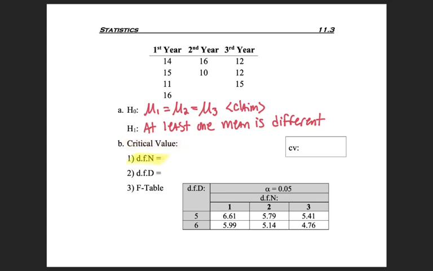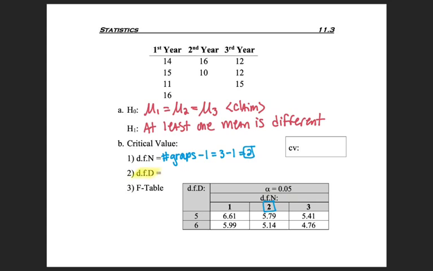First, we find the degrees of freedom for the numerator of the F-test. We don't need to know what the numerator is. We know that the degrees of freedom for the numerator is calculated by the number of groups minus 1. We just said there is 1, 2, 3, or you could just look at that last subscript. And so we're going to have 3 minus 1, or 2, for the degrees of freedom for the numerator, which tells us we're going to be in column 2.